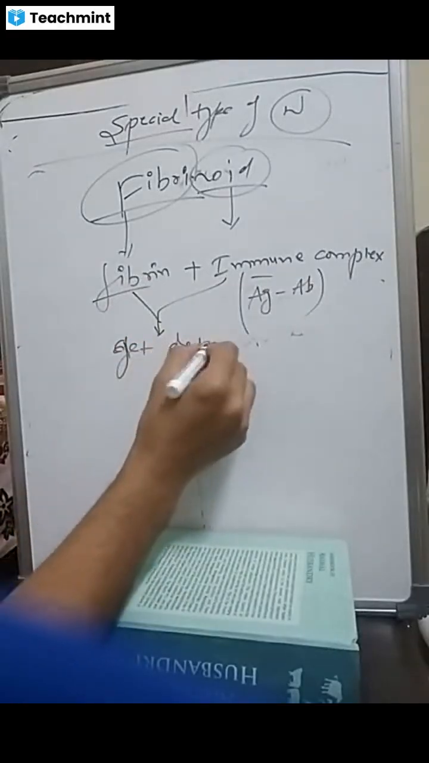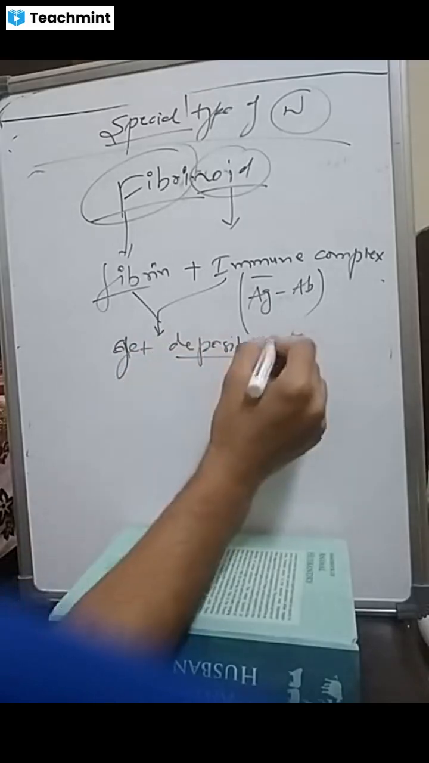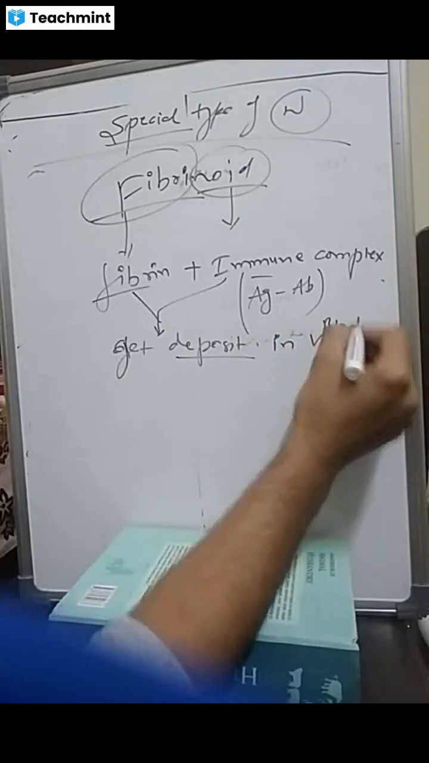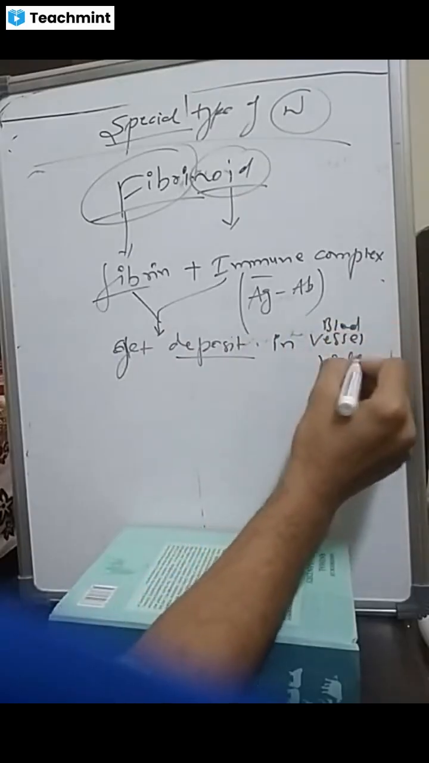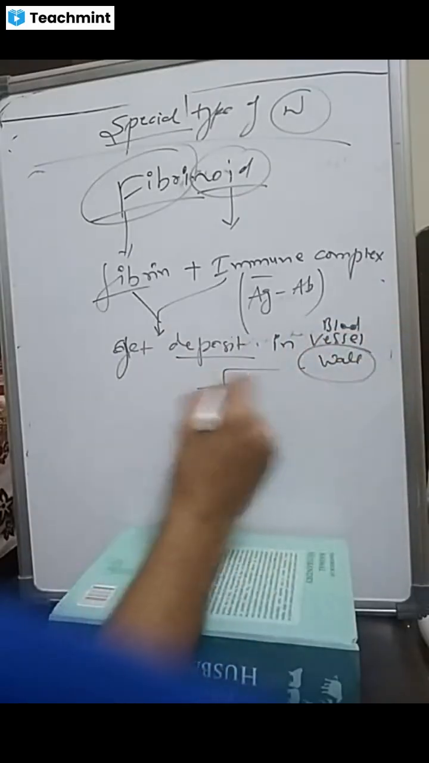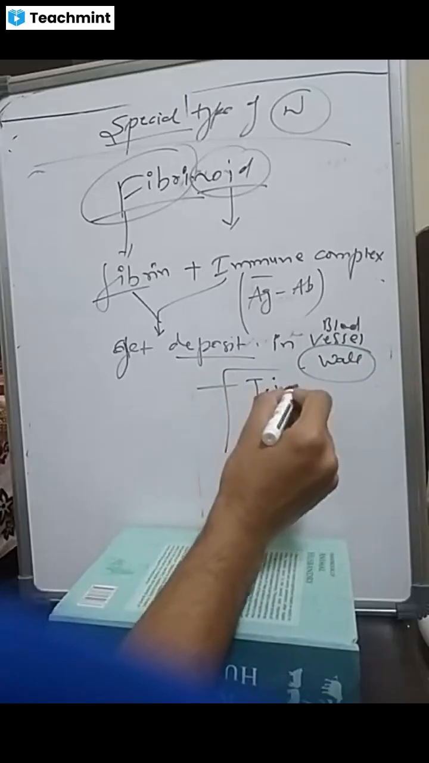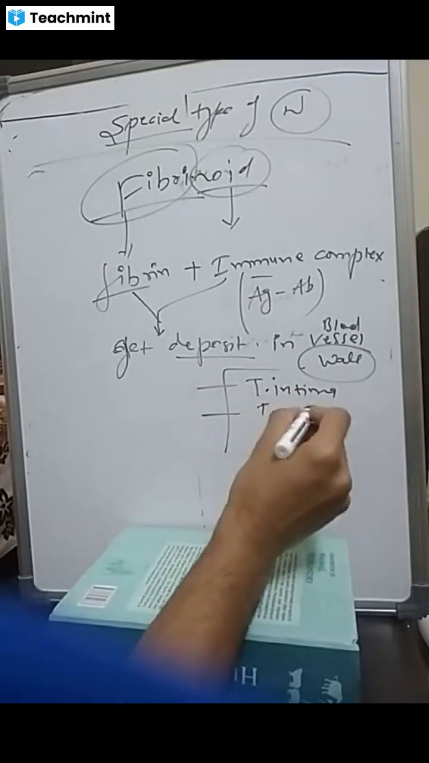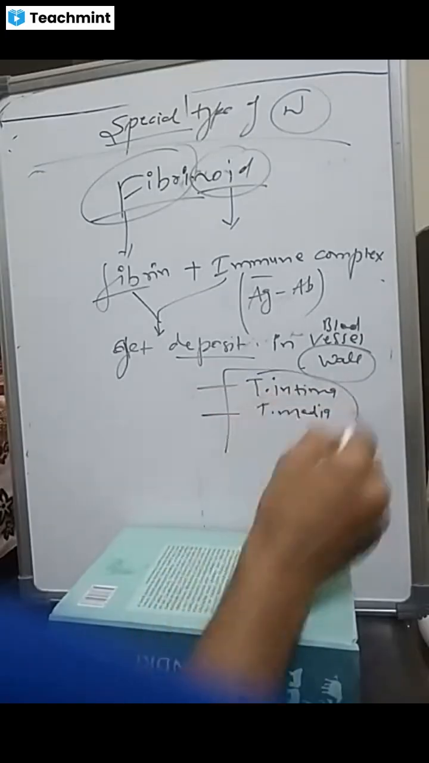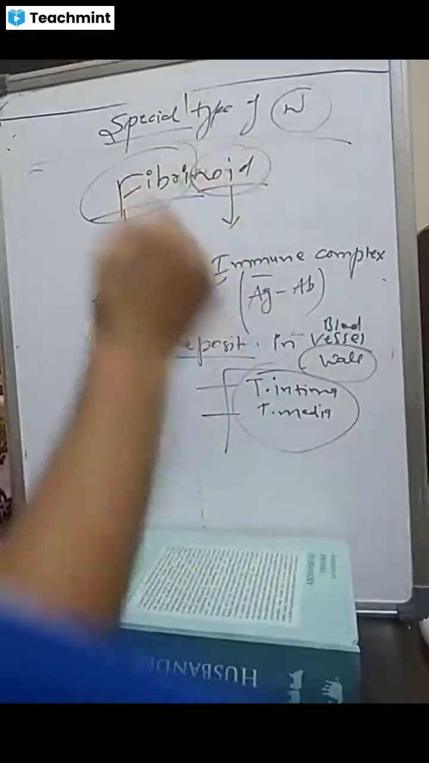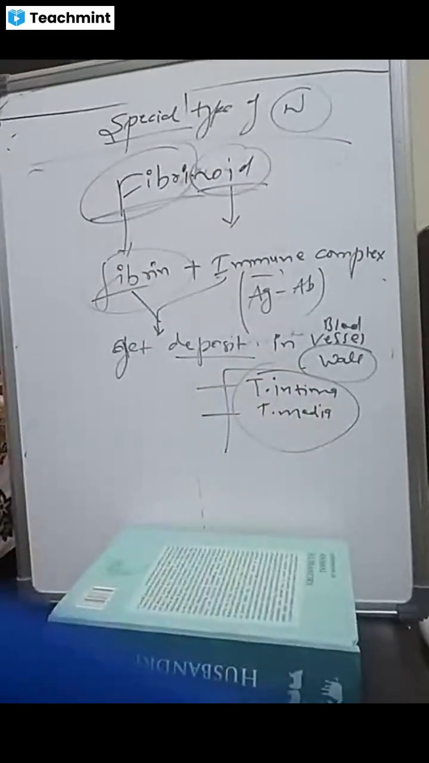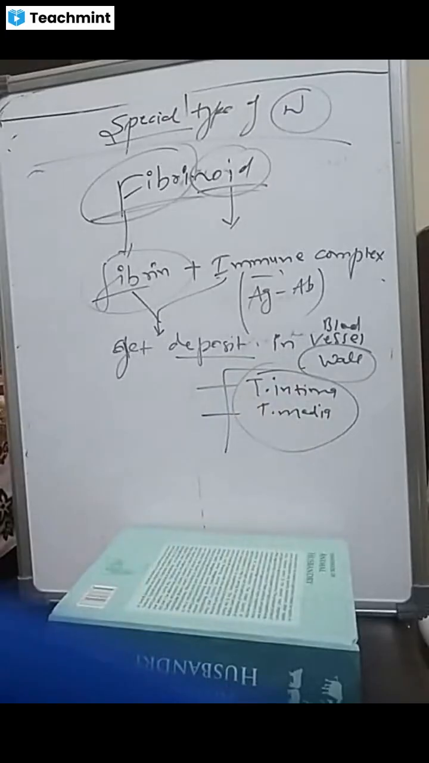So these things get deposited in the blood vessel wall. Which part of the wall? Tunica intima and tunica media. Here they get deposited, fibrin plus immune complex. This is fibrinoid necrosis, which is seen in the blood vessel.